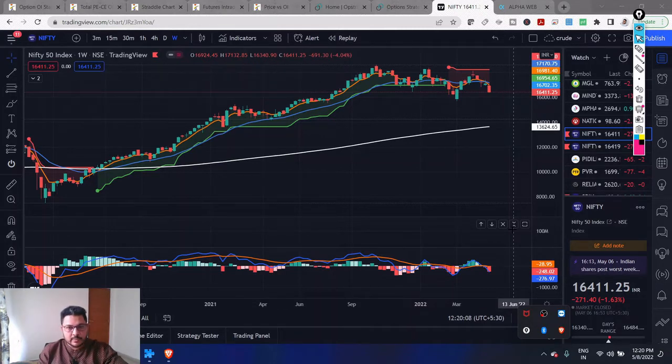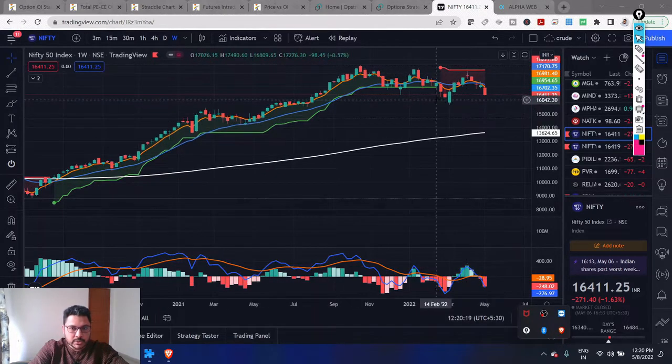Without wasting much of your time, let's get started with our analysis on Nifty. As you can see, we are on a weekly chart of Nifty, and on the weekly time frame, Supertrend is showing us bearishness that starts off 21st February onwards. Nifty made a peak of about 18,114. This was the peak, and from there we started falling.